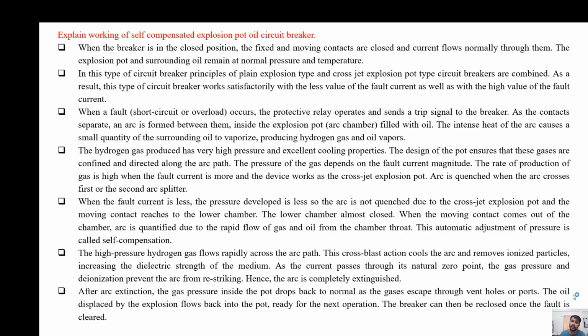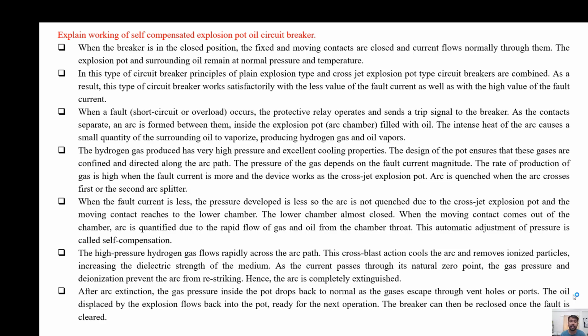When the fault current is less, the pressure developed is less, so the arc is not quenched by the cross-jet explosion pot, and the moving contact reaches the lower chamber of the pot. The lower chamber is almost closed. When the moving contact comes out of the chamber, the arc is quenched due to the rapid flow of gas and oil from the chamber throat. This automatic adjustment of pressure is called self-compensation.